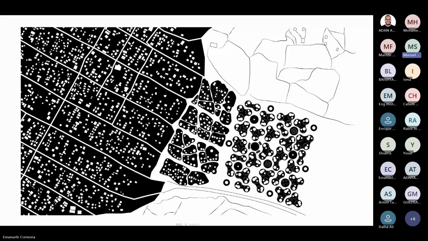So we are creating clusters of 3 and 4 plots because of safety and because of community. So each plot has a common area in the middle, and in the intersection of several of these cells, we have a market and also a park and public spaces. Can we go to the next one?